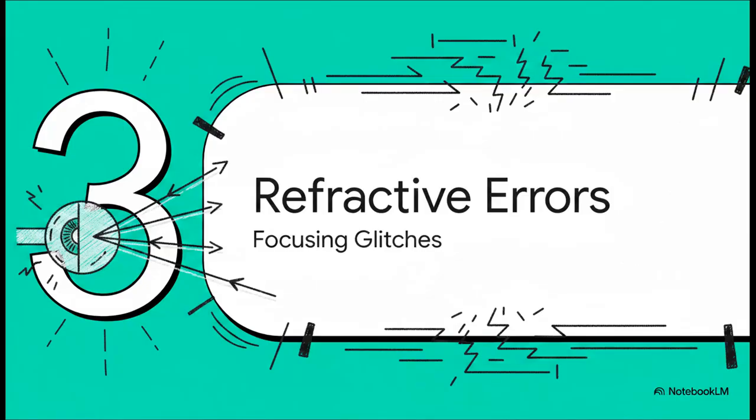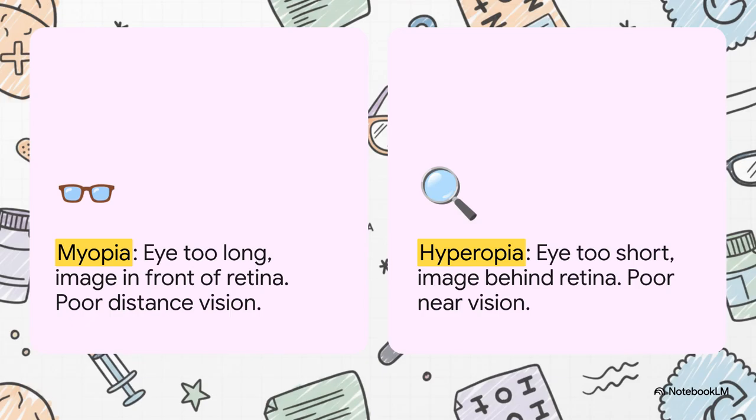All right, Section 3, Common Refractive Errors. Let's look at what happens when the eye's hardware just kind of glitches and doesn't focus light perfectly. To keep these straight in your head, focus on the anatomical differences. Think of myopia, or nearsightedness, as an eyeball that has just grown a bit too long. Because it's too long, the image focuses too early. It lands in front of the retina, which makes distance vision super blurry.